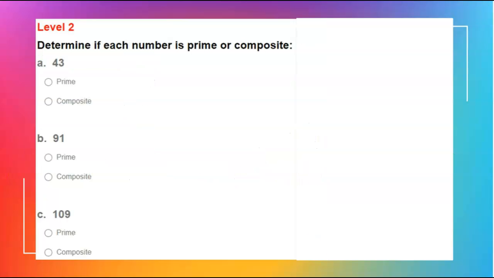Our next example of something is prime or composite. And prime means it's divisible by 1 and itself. So there's only 2 factors, 1 and itself. And something is composite if it's composed of many factors. So it has more factors than one and itself.